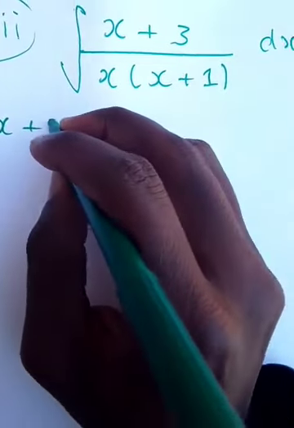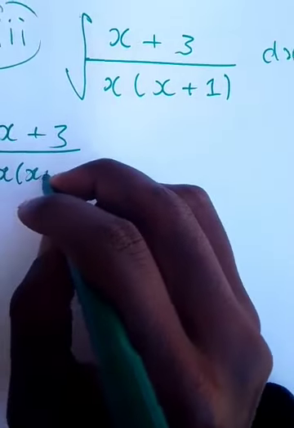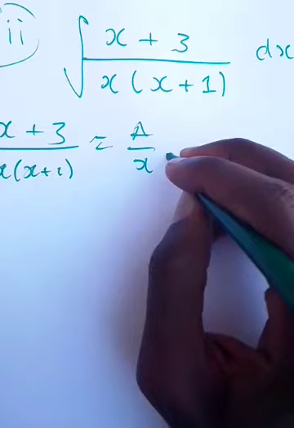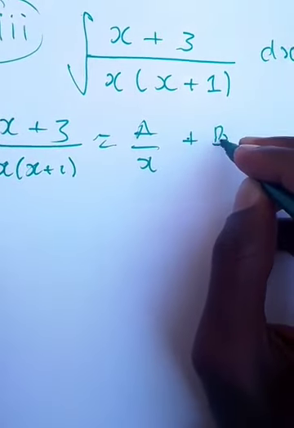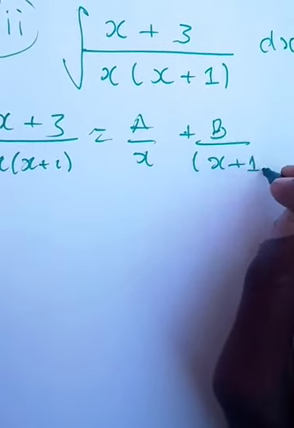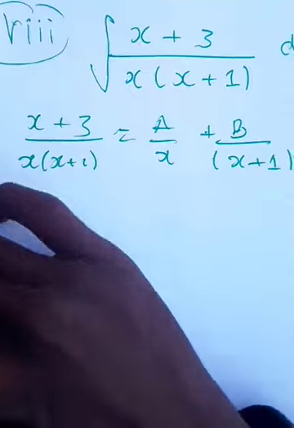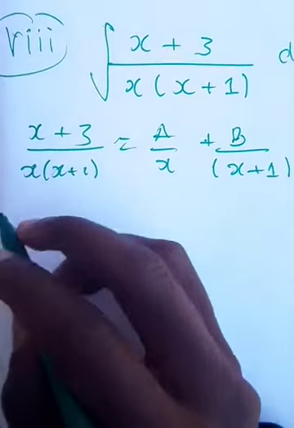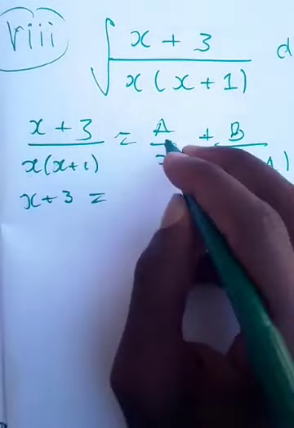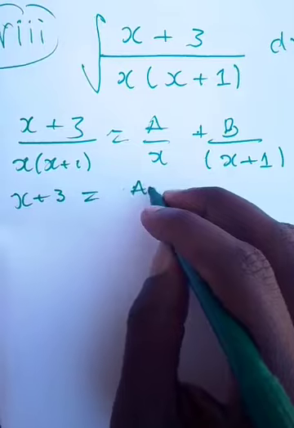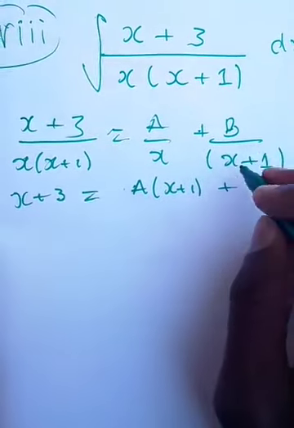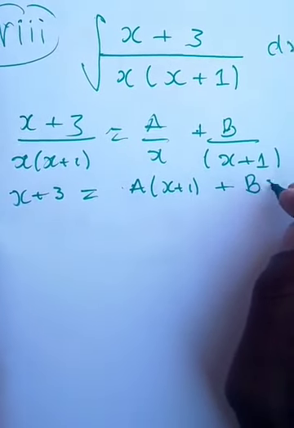So over x plus 1 equate to, so we say a over x plus b over x plus 1, right? So we multiply this one throughout. So here I remain with x plus 3 is equal to this multiplied throughout is giving me a times x plus 1 plus multiply this throughout is giving me just bx, right? I think this one is very simple.